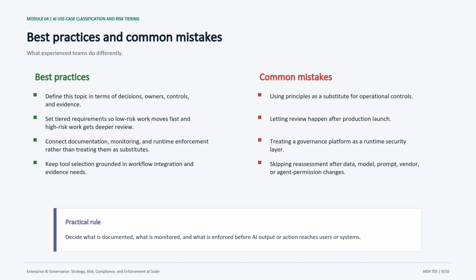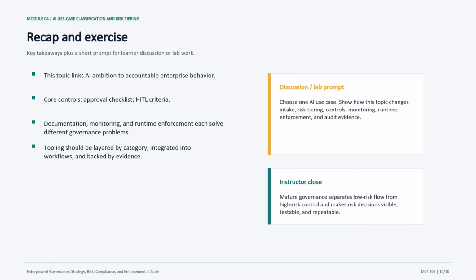That sets up the recap. We are going to pull the key ideas together and turn them into a short discussion or lab prompt. To close this deck, I would bring the class back to the central message. Human in the loop requirements links AI ambition to accountable enterprise behavior. It is not separate from delivery, it is how delivery becomes safe, compliant, and repeatable.